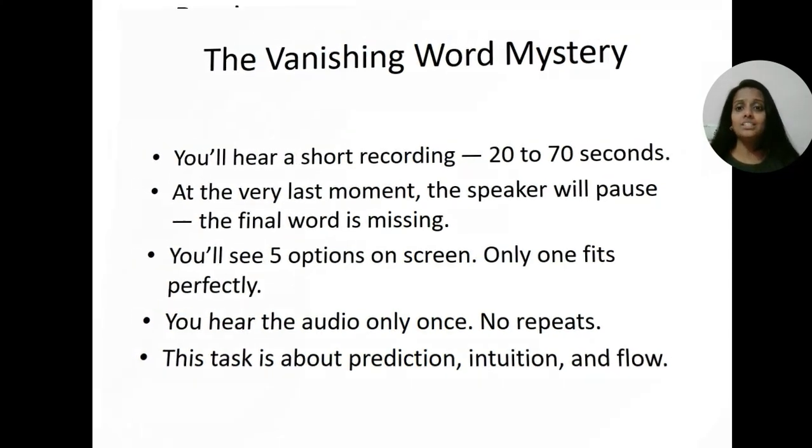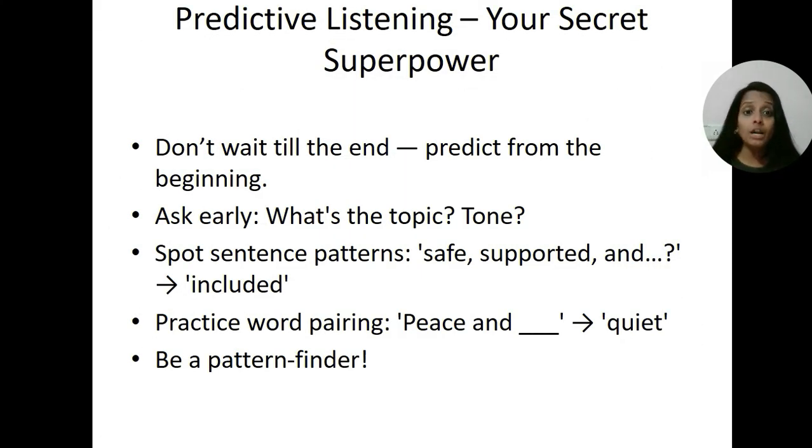Okay, so this task is not random, it's built on something powerful called collocation and context prediction. Let me explain. Native speakers and good test takers don't wait till the end of a sentence to understand it. They are constantly predicting what's coming next. Here's how you can also build that skill. Focus on meaning early. Don't zone out in the first 10 seconds and suddenly try to guess the last word. Start asking yourself immediately, okay, what's the topic? What's the tone? Is this persuasive, informative, or emotional? You need to ask yourself.